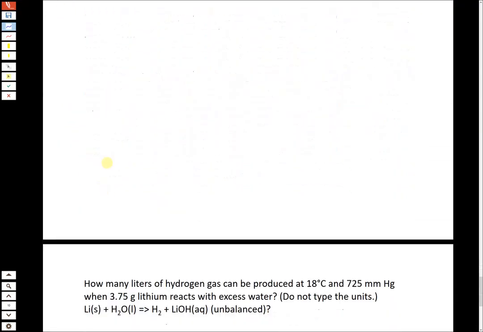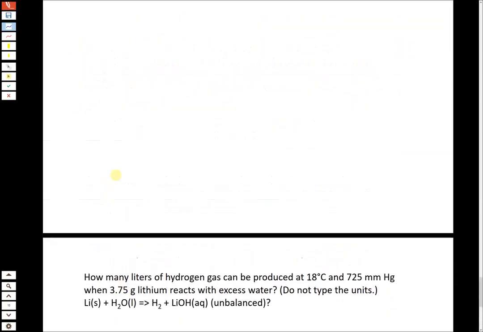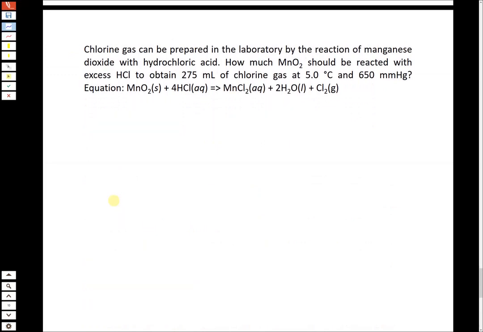The last 2 problems I'll go over deal with gas stoichiometry. Both of these are going to involve PV equals nRT, but then we're going to combine that with a stoichiometry problem. Here we say that chlorine gas can be prepared in the laboratory by the reaction of manganese dioxide with hydrochloric acid. The reaction is shown here, and it is balanced already, so we don't need to do any balancing. How much MnO2, and I believe the answers were in grams, should be reacted with excess HCl to obtain 275 milliliters of chlorine gas at 5 Celsius and 650 millimeters of mercury?